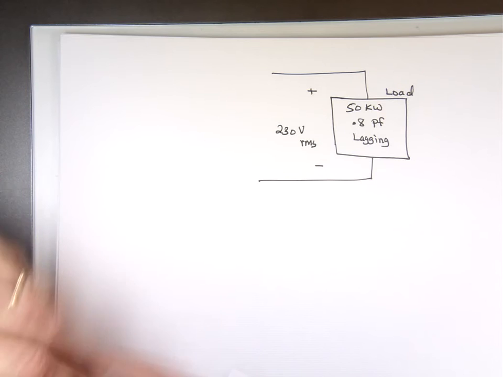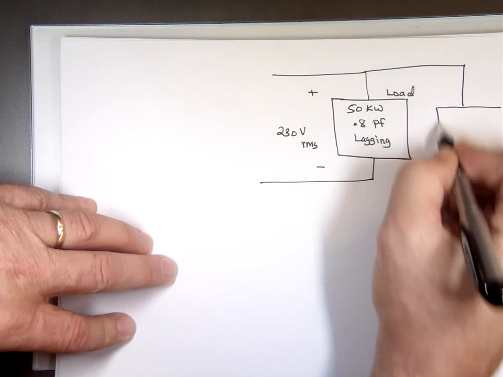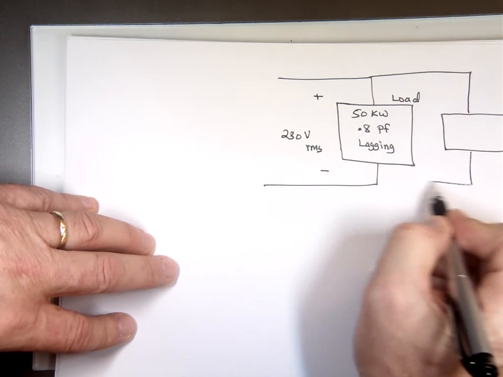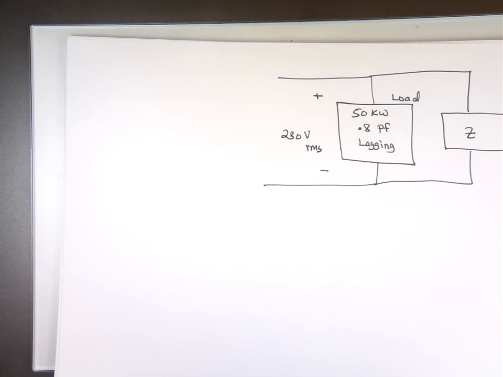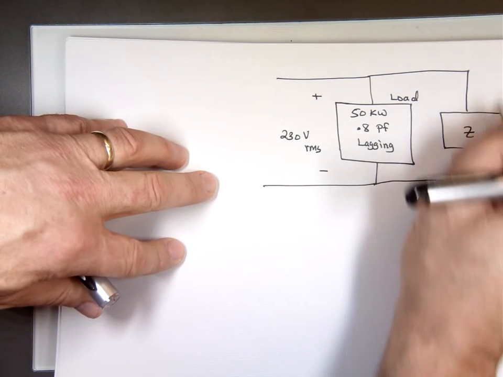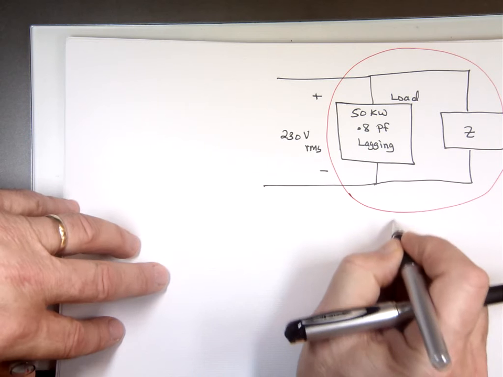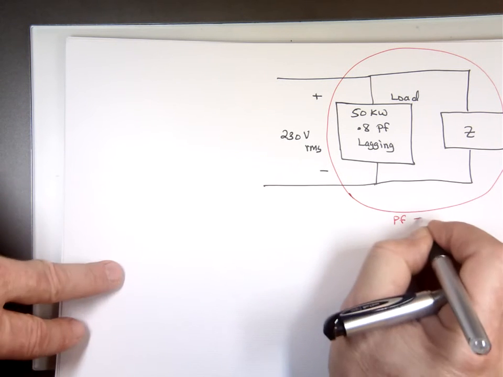So what I'm going to do here, I need to add something here, and I'm not sure what to put there. I just mentioned it should be a capacitor, but let's say I don't know what that is. Let me add some impedance, and we'll let the math tell us if that's an inductor or capacitor. I want to attach something such that the new power factor for the whole thing goes from 0.8 to 0.95.